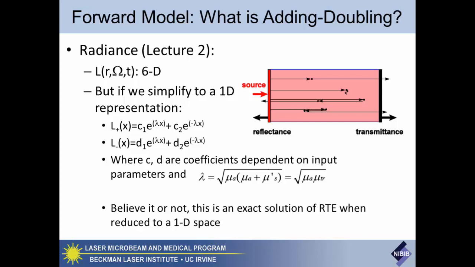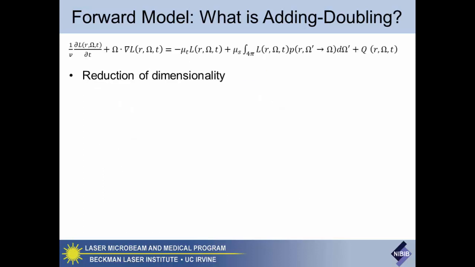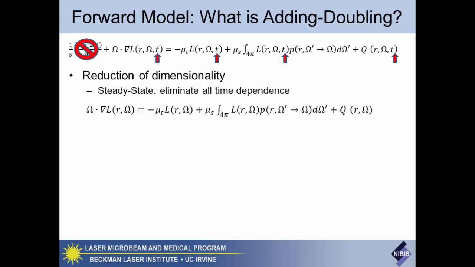So, giving you a kind of example of what the result is, I just wanted to go back to the radiative transport equation and just try to convince you that this is an exact solution. So when we're looking at this reduction of dimensionality, so this is our little friend here of the radiative transport equation. So when we reduce the dimensionality, the first thing that we do is we assume that our source is steady state and that our slab of tissue that we're investigating doesn't change with time. So by doing this, we can eliminate all the temporal dependence from the equation, simplifying it down to here.